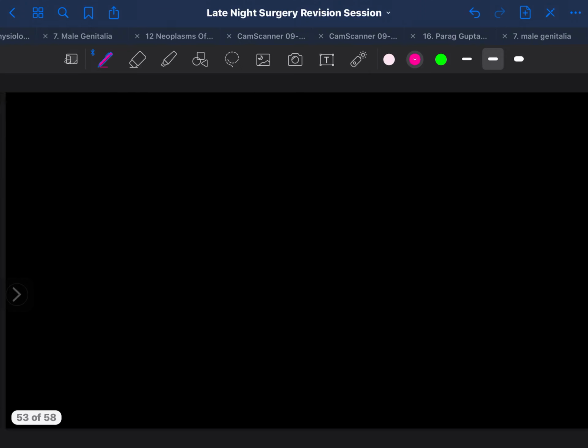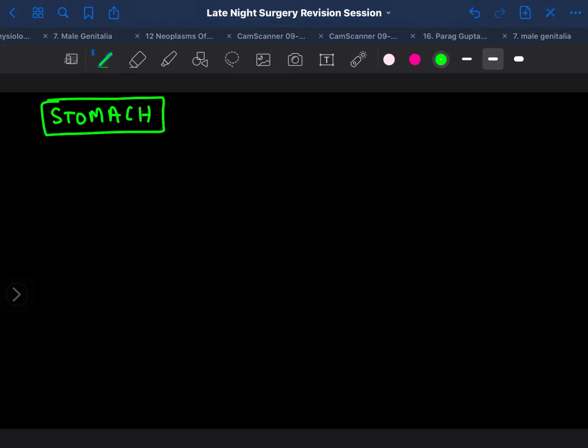Now what I want to ask you is, what are the different types of conduits which you know of? So let us talk about this. First is the stomach. Now what is this stomach, guys? This is the preferred conduit, or the best conduit which you can talk about.